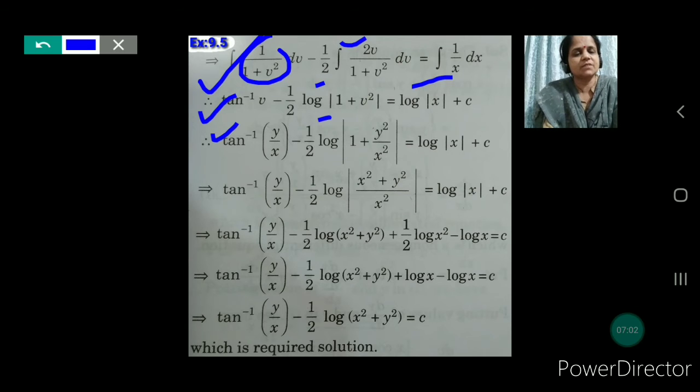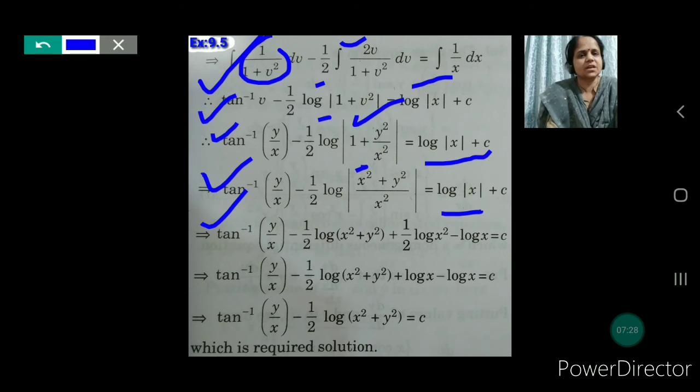Now substitute the value of v. V is equal to y upon x. So it is tan inverse y upon x minus 1 by 2 log 1 plus y square upon x square, and on the RHS write as it is. In the next step, tan inverse y upon x minus 1 by 2 log x square, take LCM. So you will get x square plus y square upon x square. On the RHS write as it is.